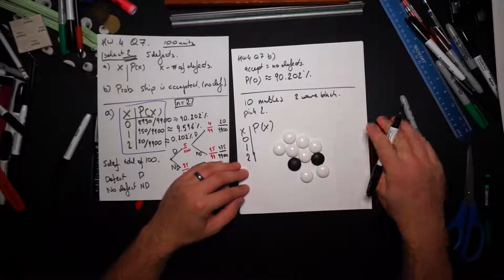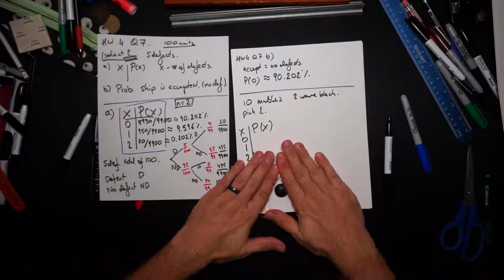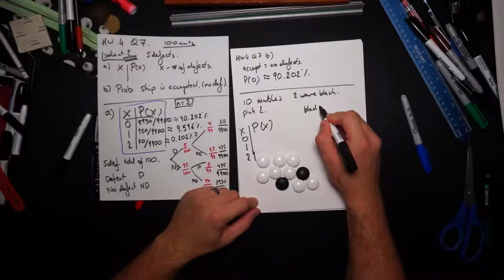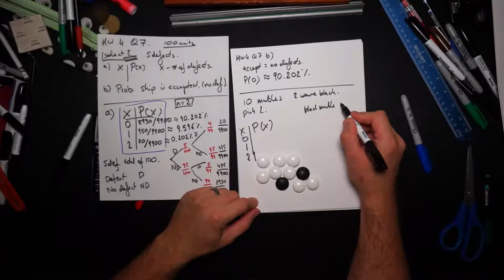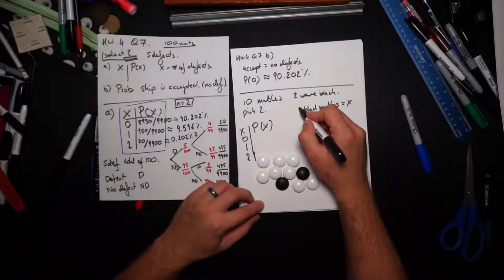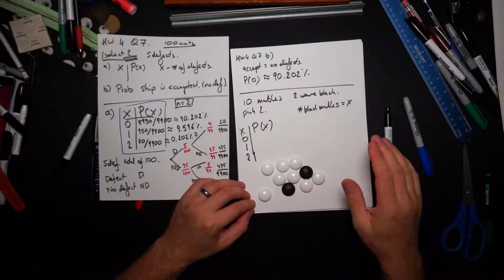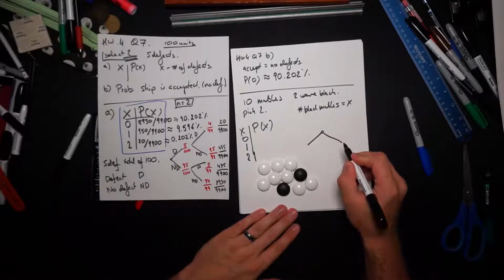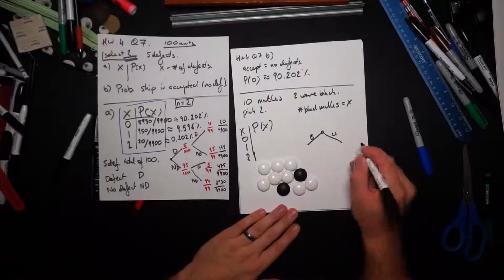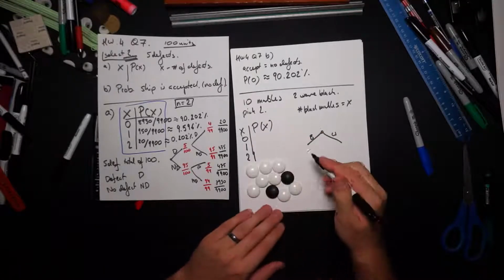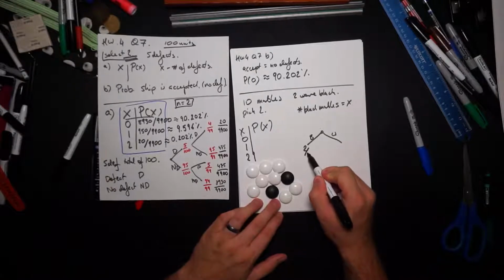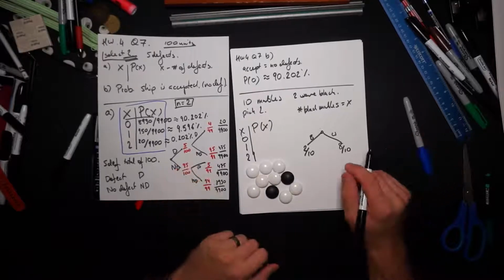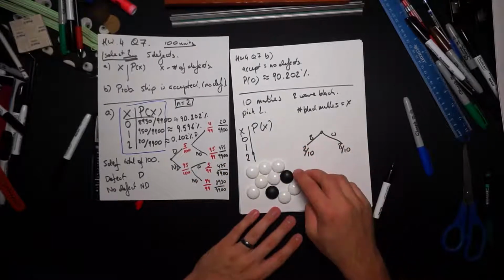So let's look at the probabilities. If I'm picking 2, what's the probability I'm going to pick a black marble? Right, the number of black marbles is x. Black, white. Probability of picking a black marble is 2 out of 10. Probability of picking a white marble, 8 out of 10. So far, so good.